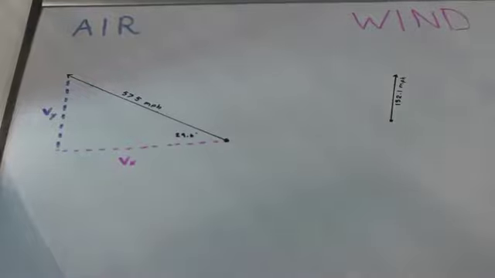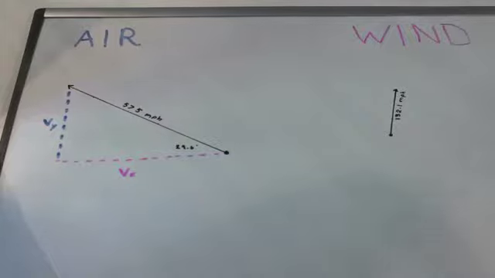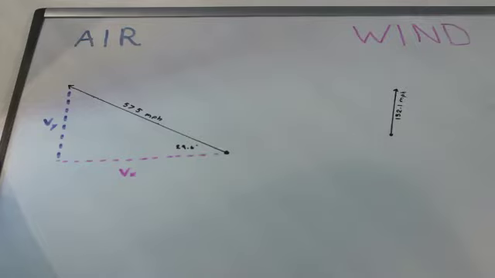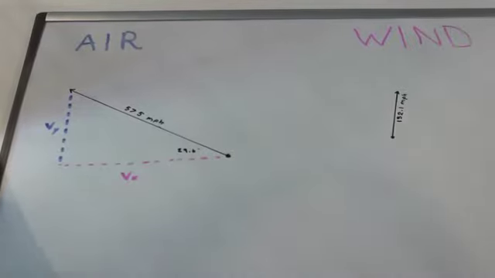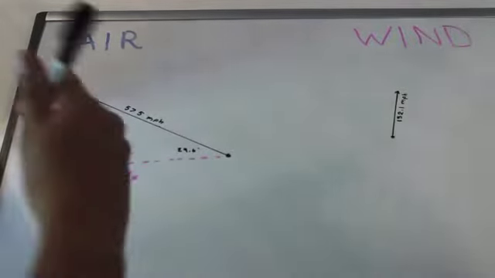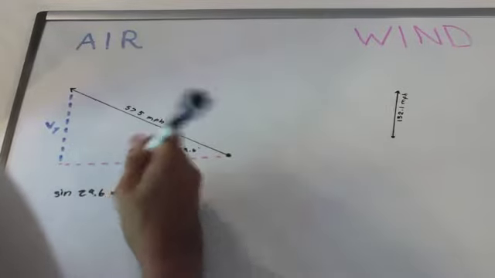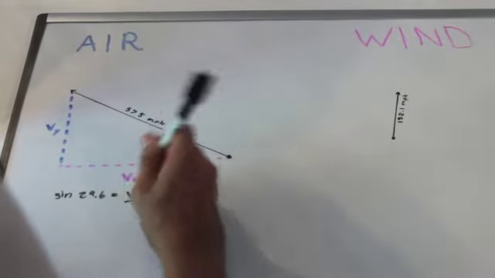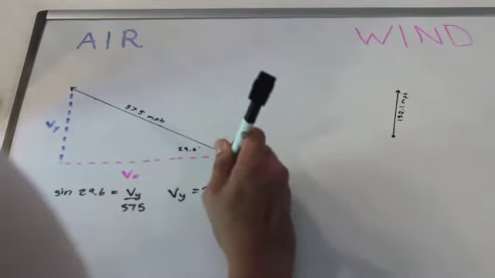When we draw out the air vector, it'll look something like this. Now, in order to add our vectors, we want to find the x and y components of each vector. Using the bearing Demi gave us, we can find out that this angle here is equal to 29.6 degrees. If you remember your trigonometric identities, you know that the sine of 29.6 is going to be equal to the opposite side over the hypotenuse, or Vy over 575. Solving for Vy will give us 284 miles per hour.